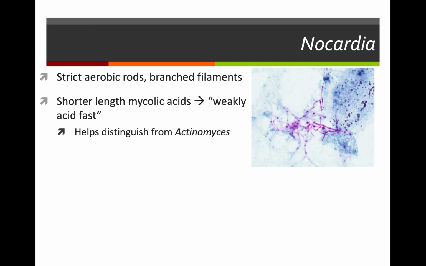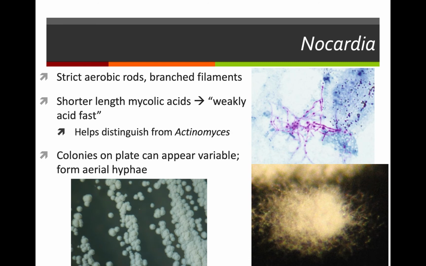They have shorter length mycolic acids, so they stain what they call weakly acid-fast. This is helpful because it can allow clinicians to distinguish Nocardia from actinomyces, which is another aerobic branched filament growing bacterium. The colonies can appear variable on a plate, so you have some large, some small.